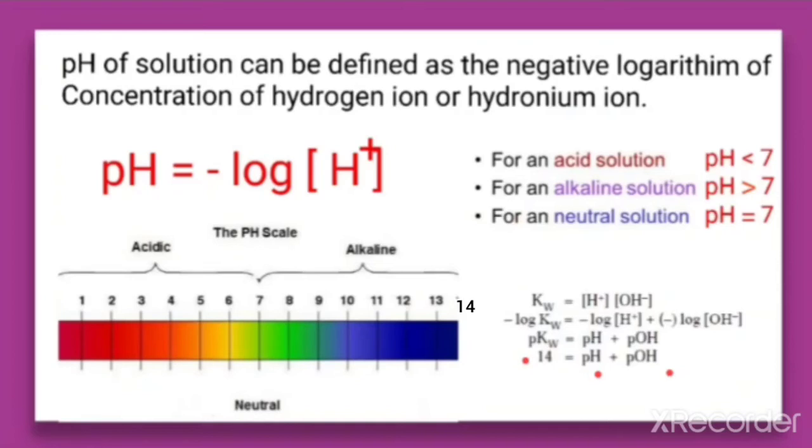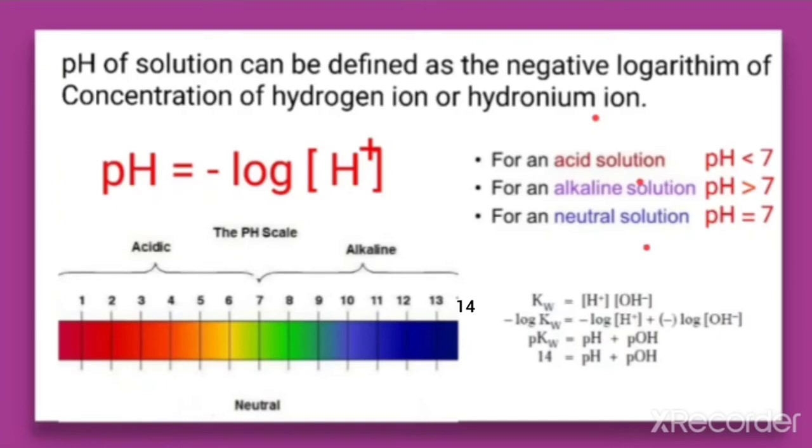Now this is a relation between pH and pOH: the sum of pH and pOH is equal to 14. That is why in the pH scale the maximum pH number is 14. So 14 is equal to pH plus pOH. Depending upon the concentration of H plus, the solution can be acidic, alkaline or neutral.